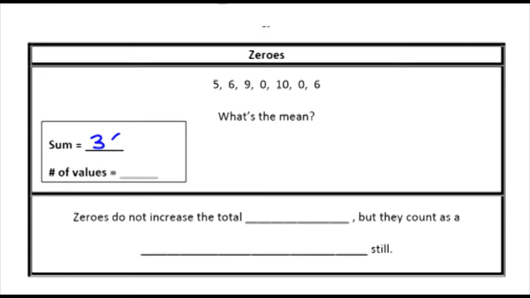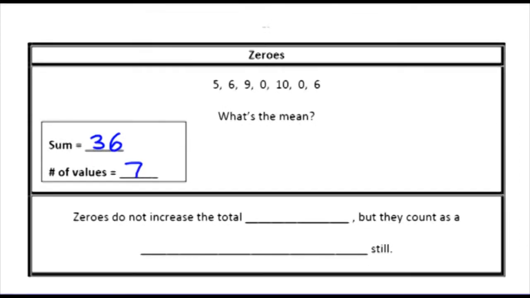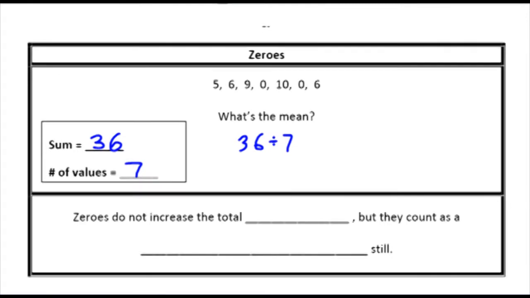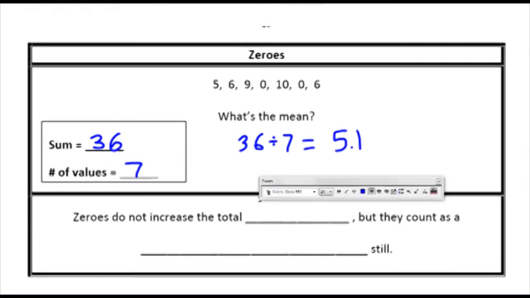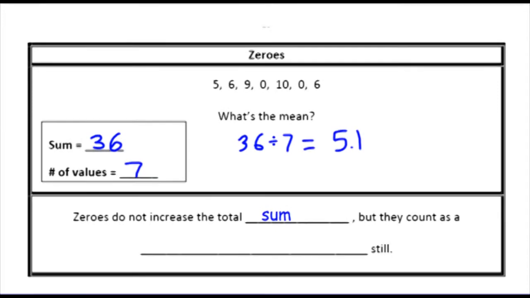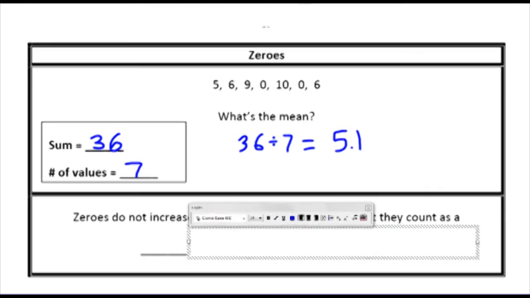How many values are there? Even though the zeros didn't increase the sum, there's still 1, 2, 3, 4, 5, 6, 7 values. Those zeros still count. So 36 divided by 7, you should get 5.1. So those zeros really affect the mean. It does not increase the total sum, but they count as a value still.